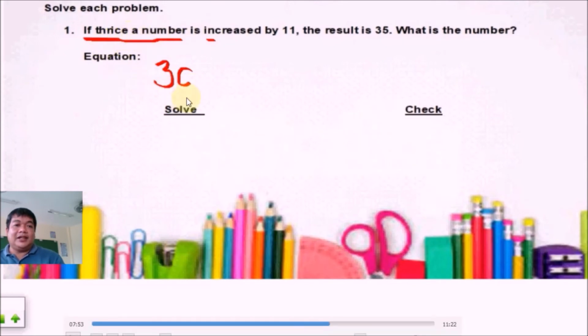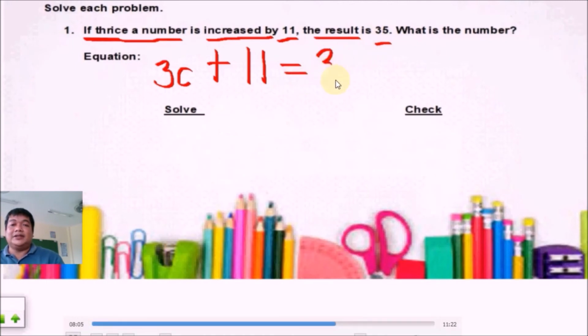So 3 times c, or thrice a number, is increased. What do you mean by increased? It is addition, so the operation is addition. So increased by 11, then the result simply means equals. The answer is 35. So what is the value of c? The question is, what is the value of a number, or c, the variable c?